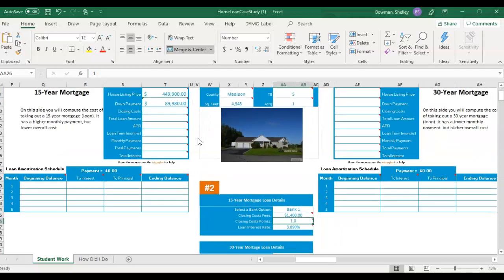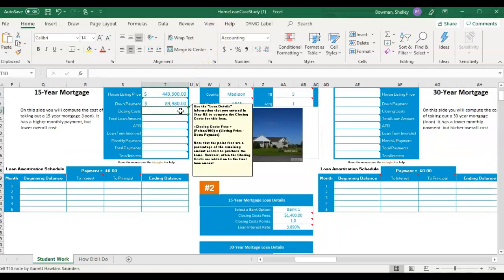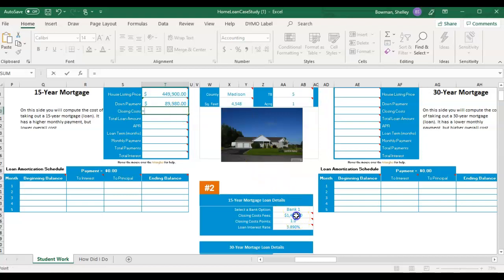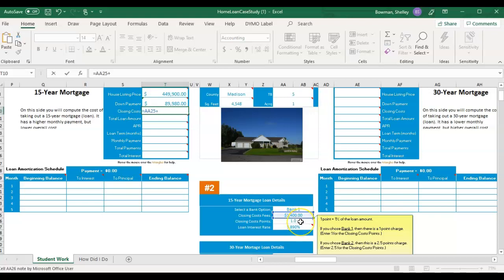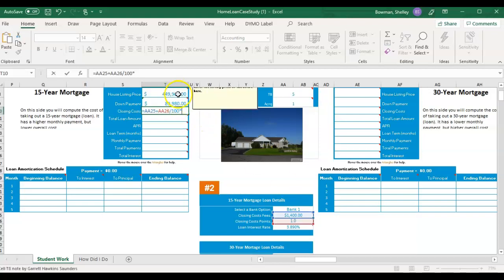So I'm going to come up here to our closing cost. And if you forgot all that, it gives you this little tip off to the side. So we're going to do equals our closing cost fees, which are down here, and then we need to add that to the percent, our 1% of the loan amount. So we'll reference this one and divide it by 100 to make it a percent, and then multiply it by the loan amount, which is our house cost, our listing price, but we already paid some.